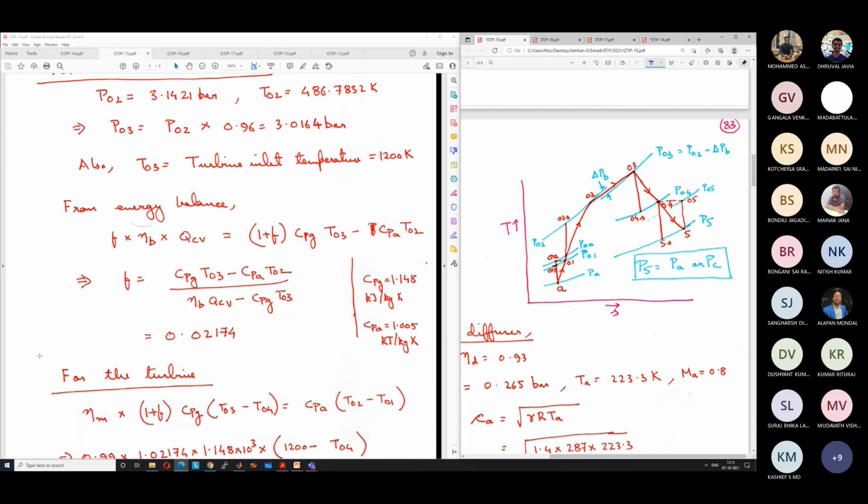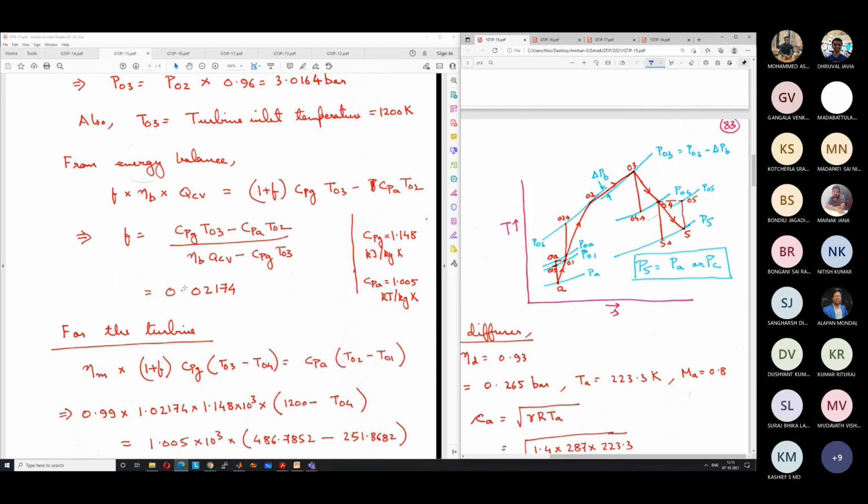Why? To keep the turbine inlet temperature lower. If you have a higher fuel air ratio, your T03 will become higher and the turbine blades will not be able to sustain that temperature. So it is designed in such a way that the turbine inlet temperature is lower. That's why we keep the fuel air ratio low, which means the air fuel ratio is very high. You can see that it is more than 40, which is the opposite of the fuel air ratio.